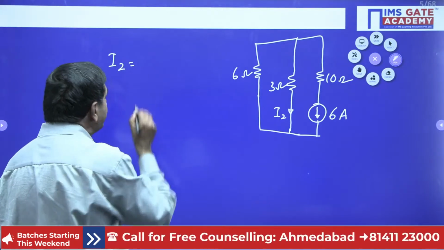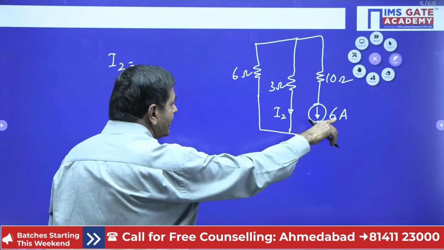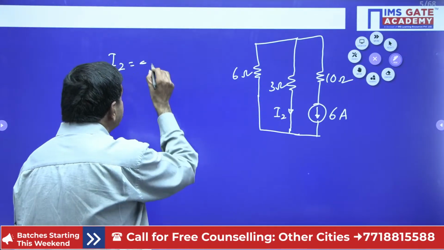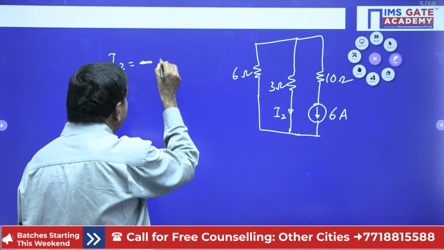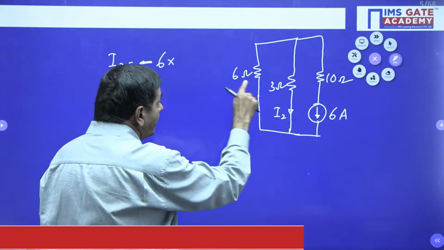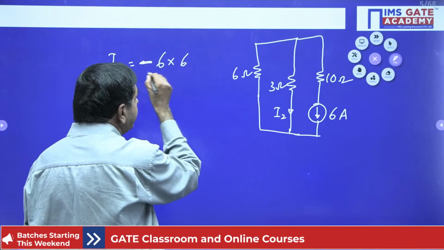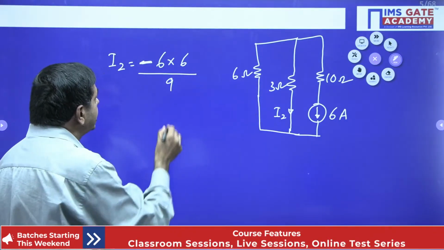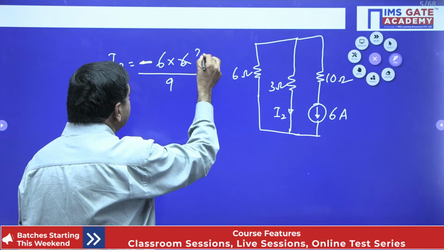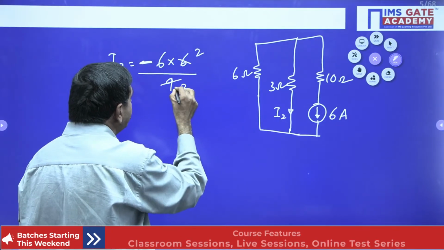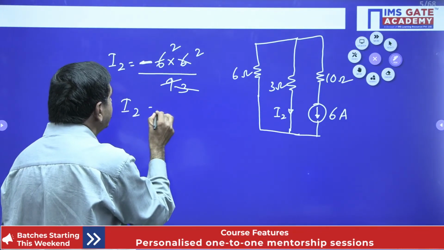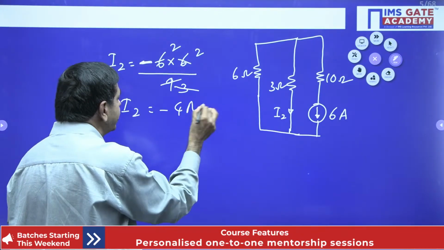I2 equals what? According to the current divider formula, minus, because the current is in reverse, 6 into the opposite resistance, 6 by 6 plus 3, that is 9. I can cancel the 3 twos and the 3 threes. Finally, I2 equals minus 4 amperes.